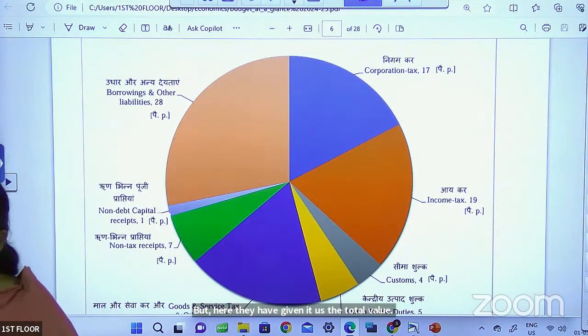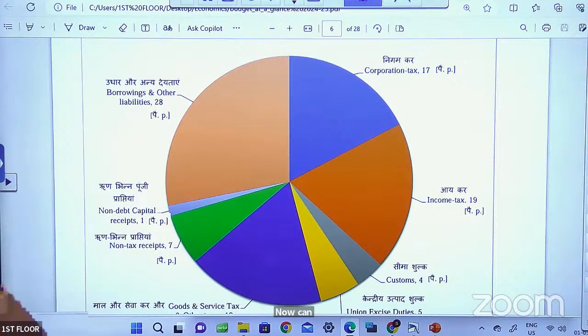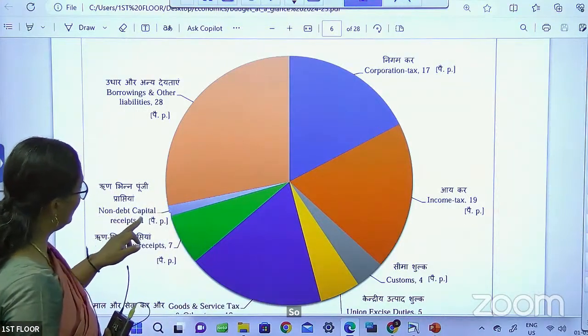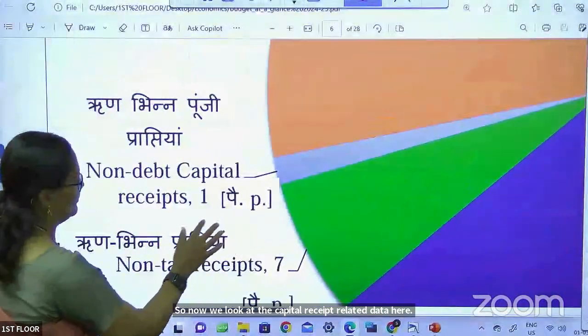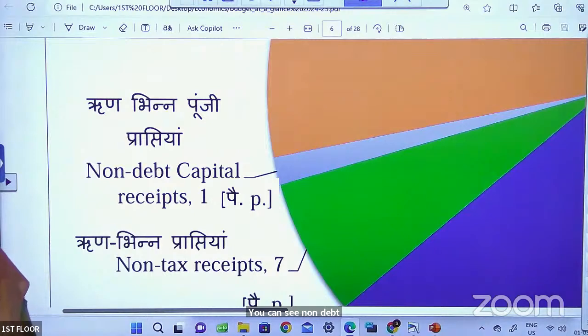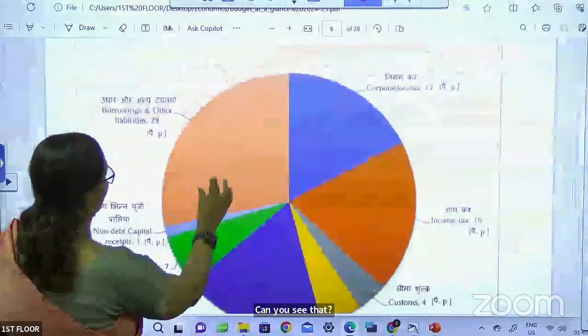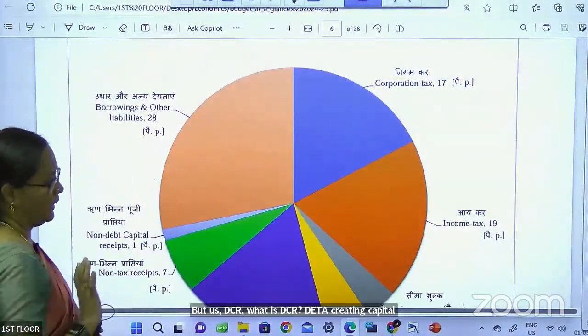Now, can you tell me about the capital receipts? What are the two major items under it? Debt creating and non-debt creating capital receipts. Tell me one major thing under the non-debt creating capital receipts. Disinvestments, and sometimes the loans and advances are being recovered, right? So now we look at the capital receipts related data here. You can see non-debt capital receipts is only 1 paise. Can you see that? NDCR is only 1 paise, whereas DCR, what is DCR? Debt creating capital receipts, which is 28 paise.